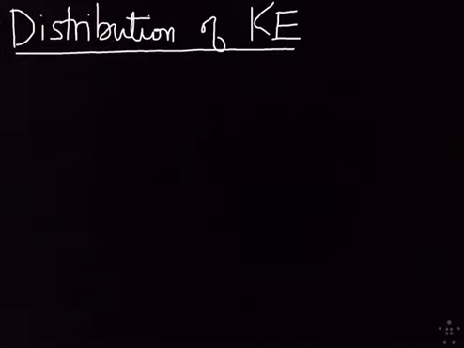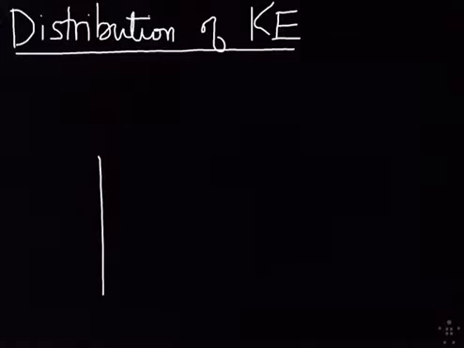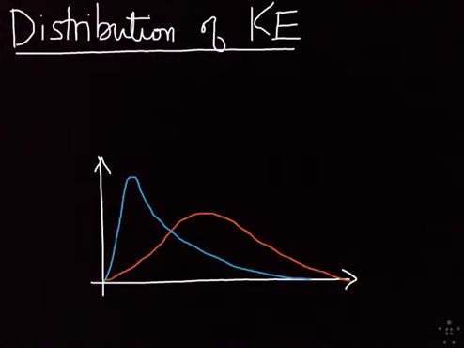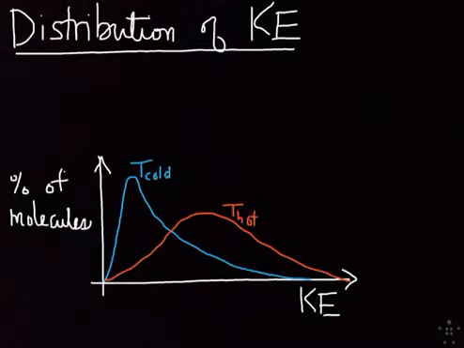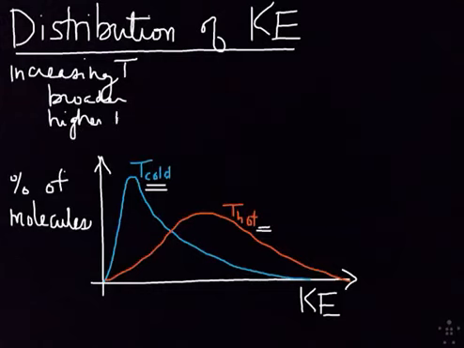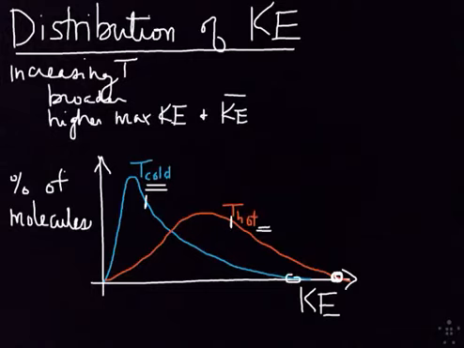So again, just as we saw in liquids, if we look at the distribution of kinetic energy as we increase the temperature, we see a shift from a more narrow distribution at low temperatures to a broader distribution with higher average energies at higher temperatures. So here's our cold curve and our hot curve, and we see then that with increasing T, we get a broader distribution that's got a higher maximum kinetic energy and average kinetic energy, right? So our maximum kinetic energy is somewhere out here, and our average is somewhere over here on these curves.